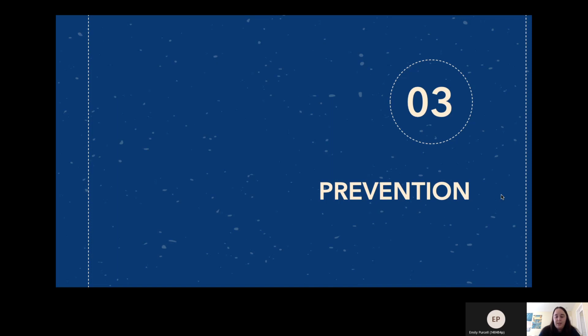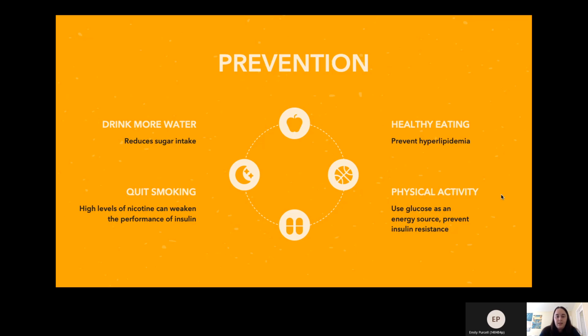So now, prevention. Obviously, we can't prevent genetic disorders, but there are some things that we can do to prevent getting metabolic disorders like type 2 diabetes and metabolic syndrome. They're the preventative measures everybody's heard of before. The first thing is healthy eating.